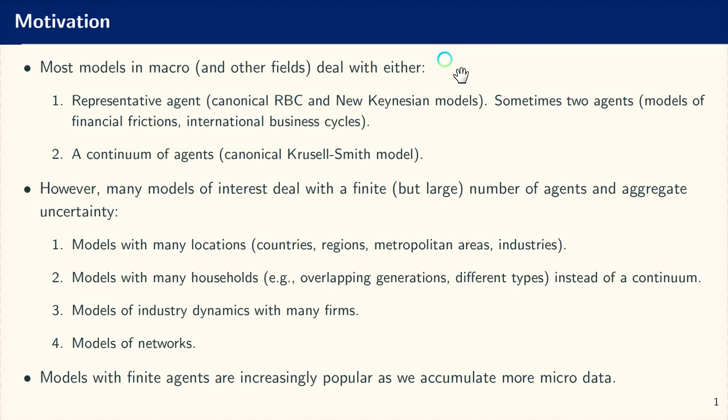Models with many households, such as overlapping generations or different types ex ante, instead of a continuum of households as in Krusell-Smith. Models of industry dynamics with many firms. Models of networks. These models have become increasingly popular as we accumulate more and more microdata, and thus we have more and more empirical observations that we want to match.